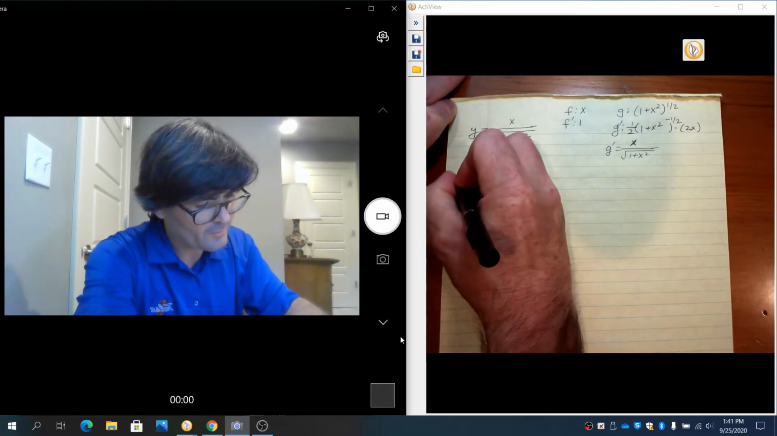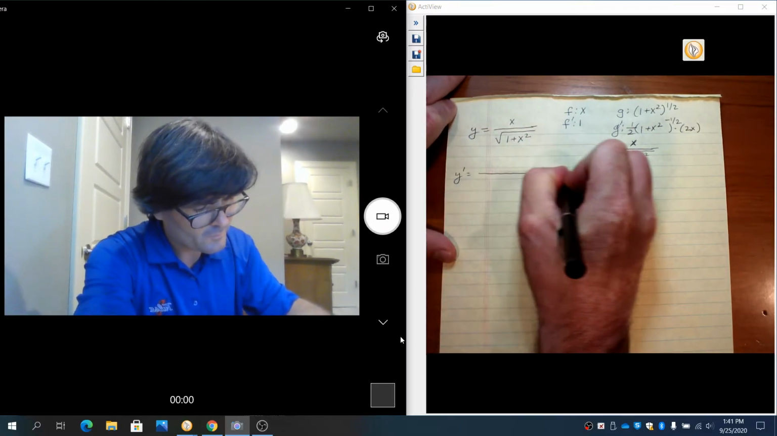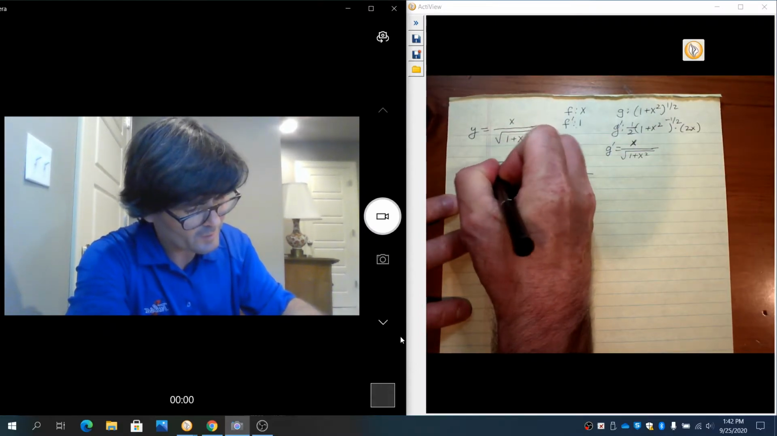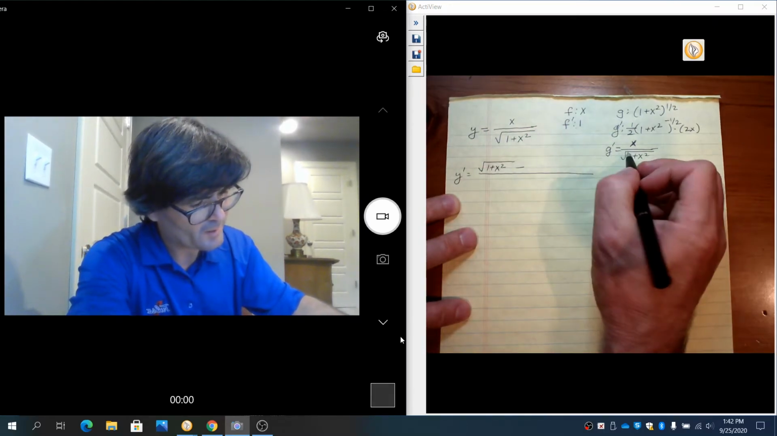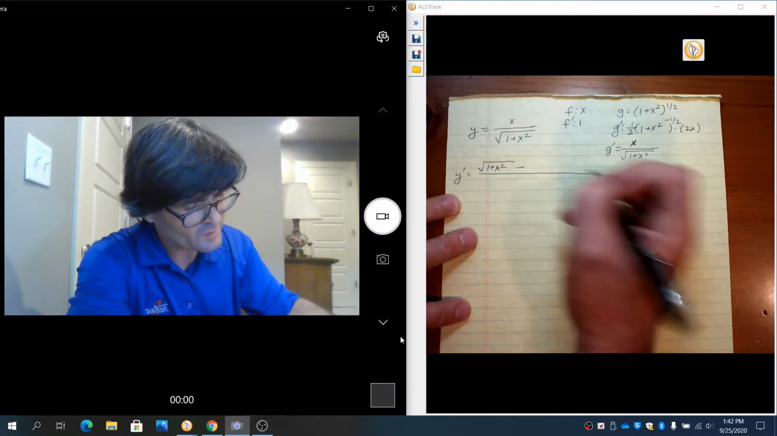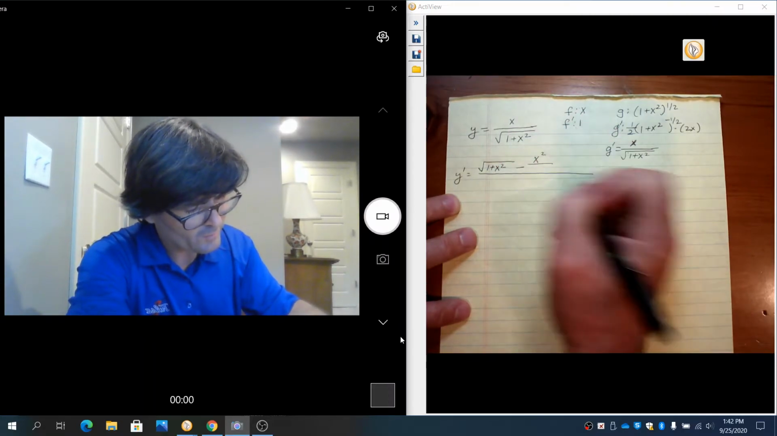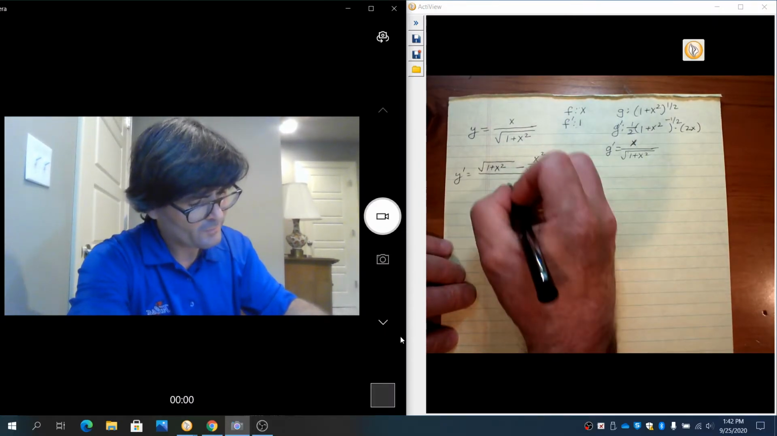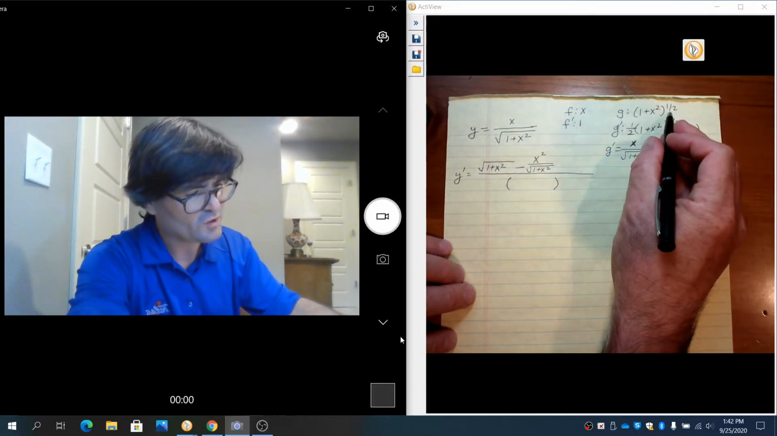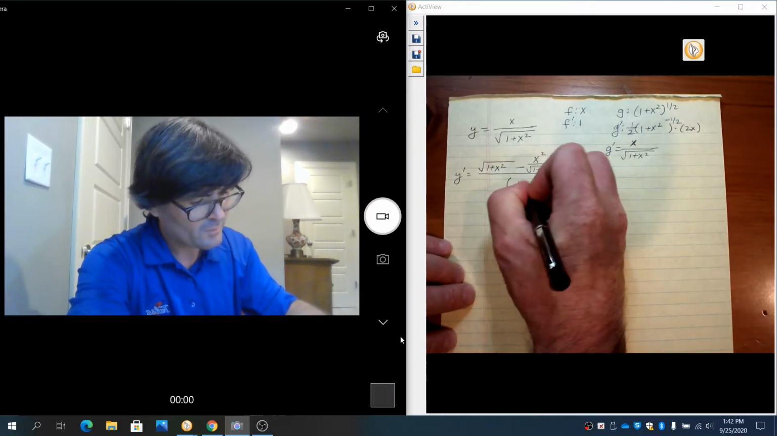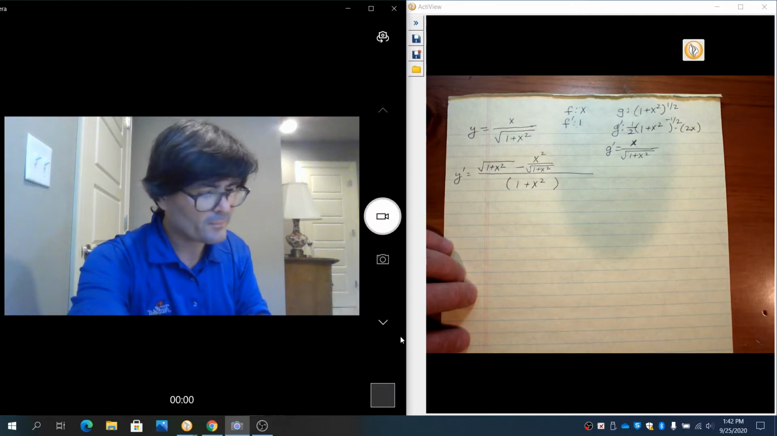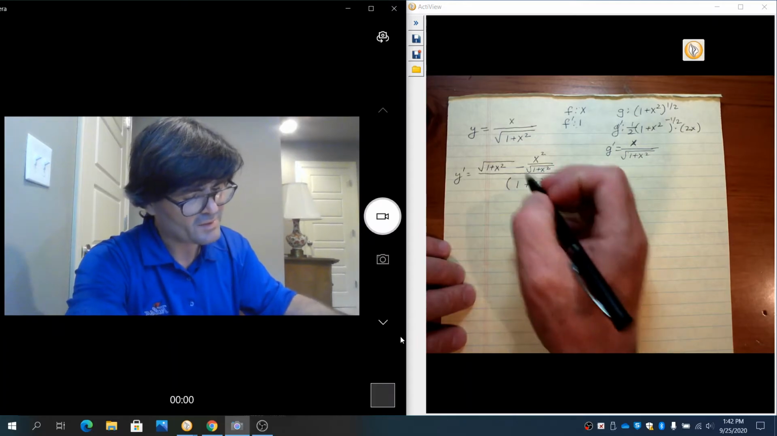So here we go. Y prime is f prime times g. That's going to be 1 times the square root of 1 plus x squared minus g prime times f. That's going to be x times x, which is x squared over square root of 1 plus x squared, and then all over g squared. So if you square a square root, you just get 1 plus x squared there. And that's that. You could simplify this a little bit more.